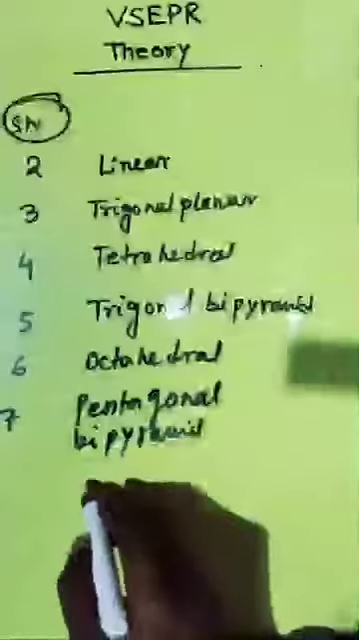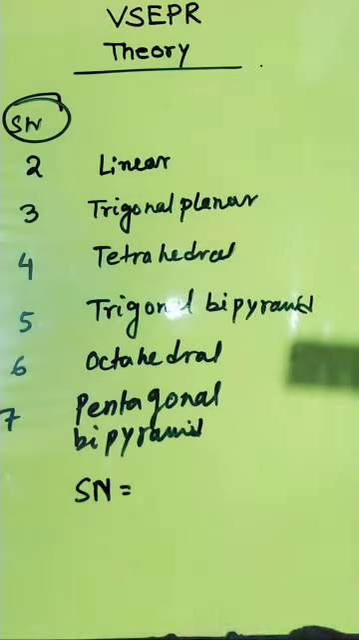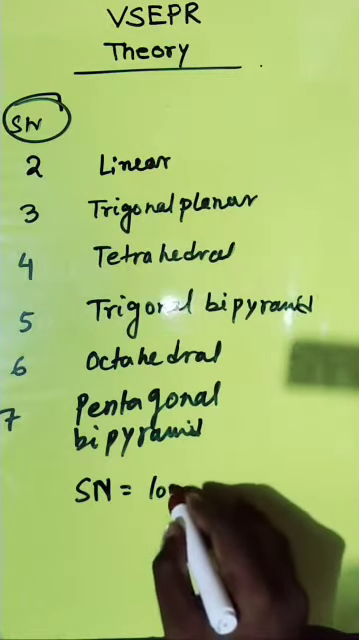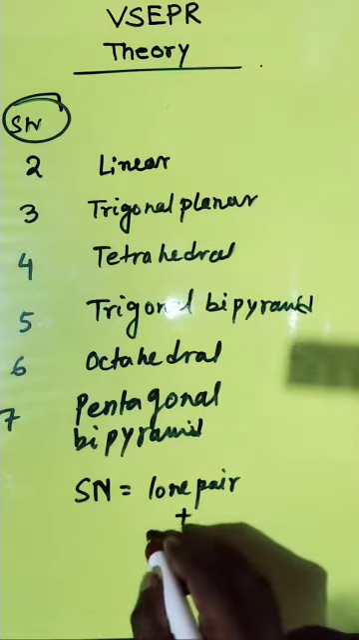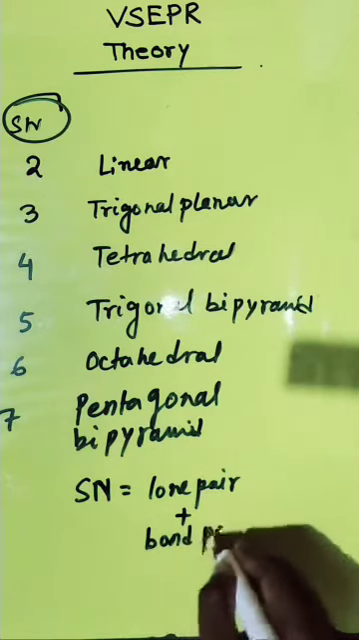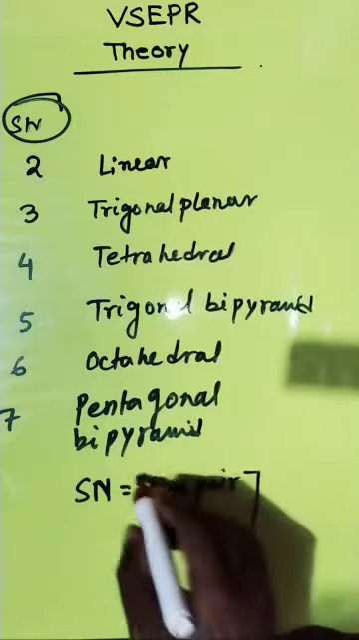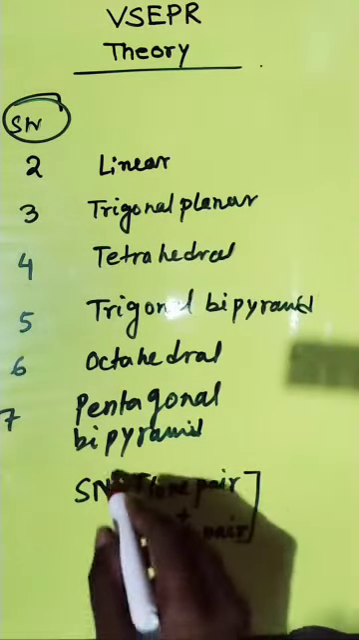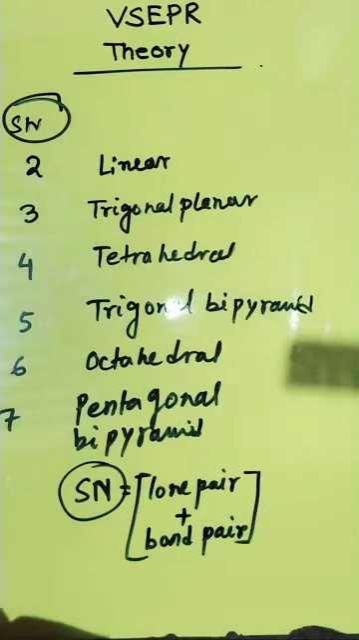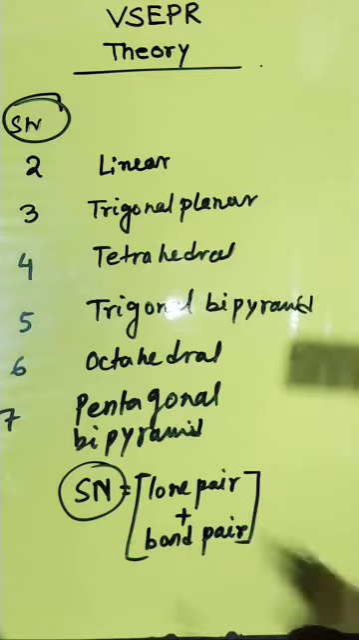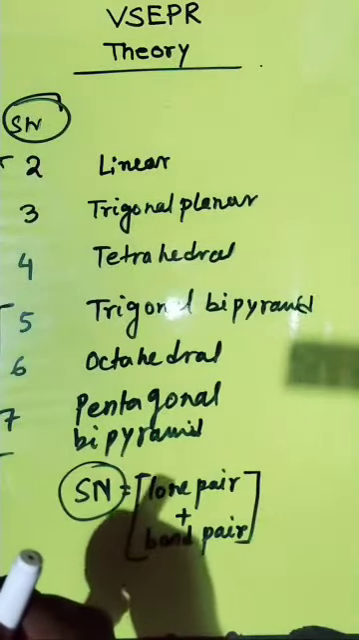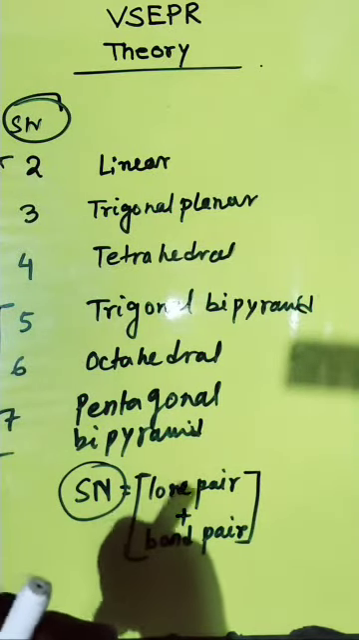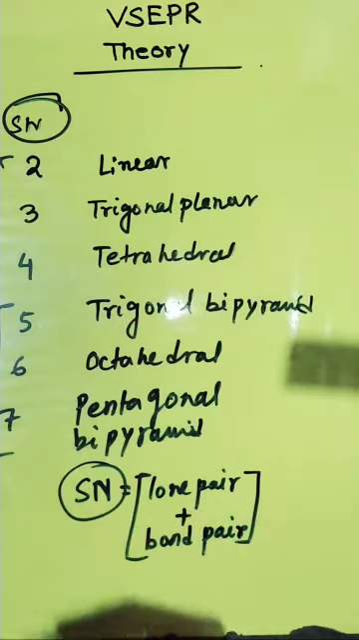And steric number means the number of lone pair electrons plus the number of bond pair electrons. So the total number of electron pairs is known as the steric number. And we also discussed some structures. Today we discuss from the trigonal bipyramid, because last day we discussed linear, trigonal planar and tetrahedral structures, and today we discuss steric number 5, 6 and 7.